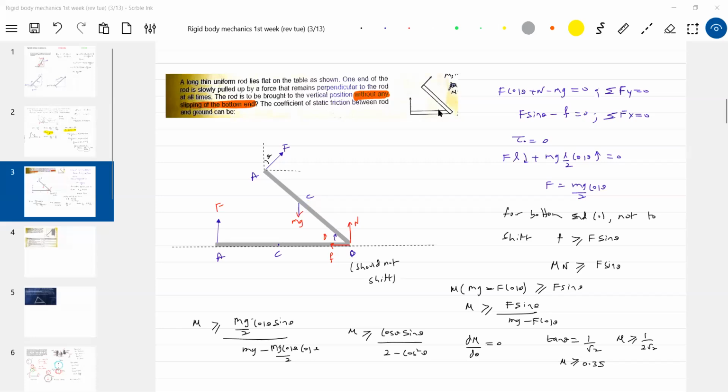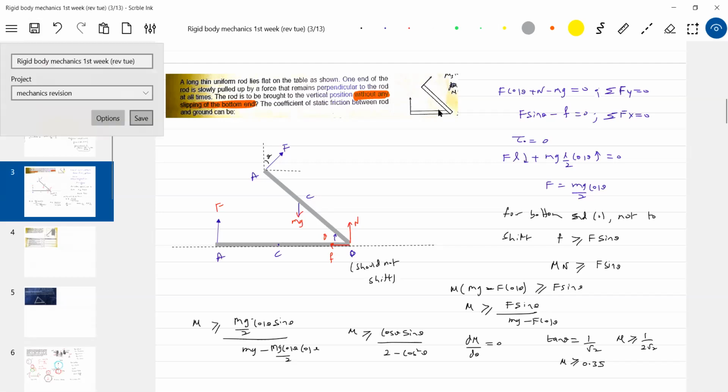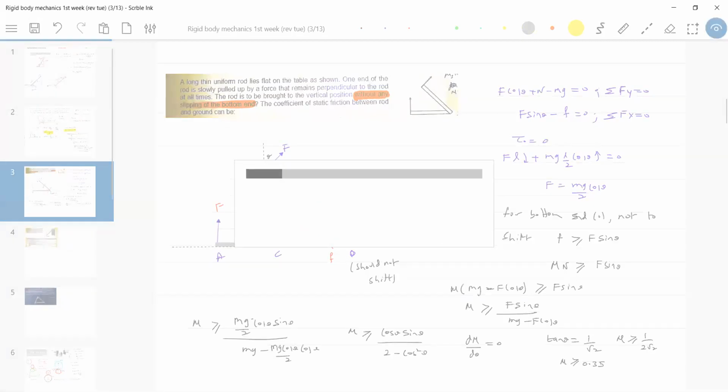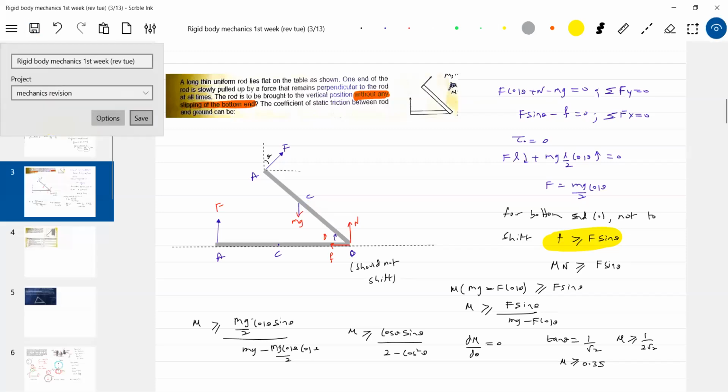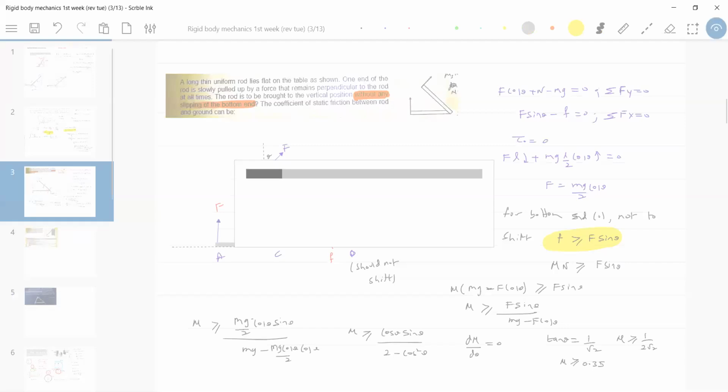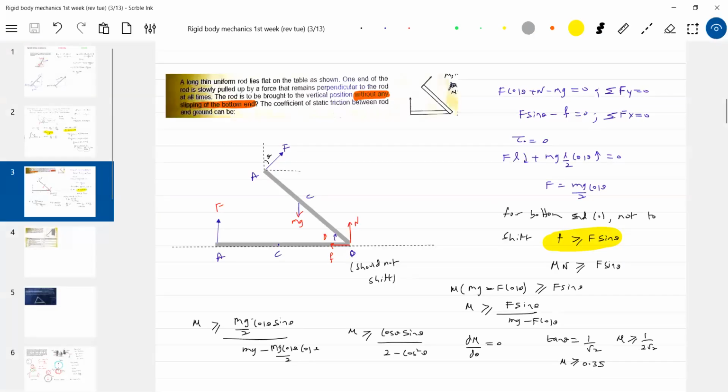Voice is okay now, I think. Can you hear me? Yes, sir. Okay, I got a little confused. This condition is, I think, very important, because otherwise we may take wrong values also. It should not shift. The friction should be sufficient, no? So we'll put this condition. Okay, I'll take the next question.